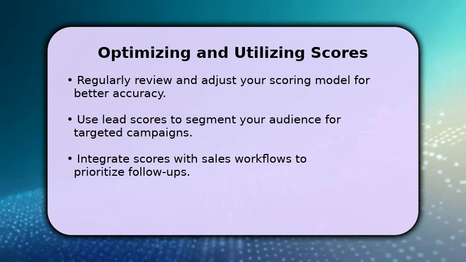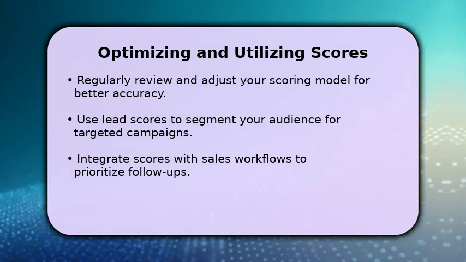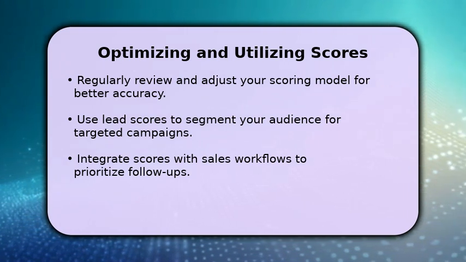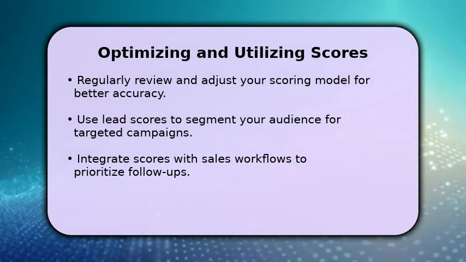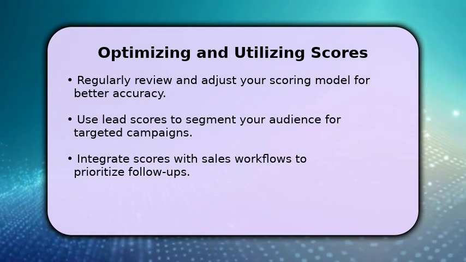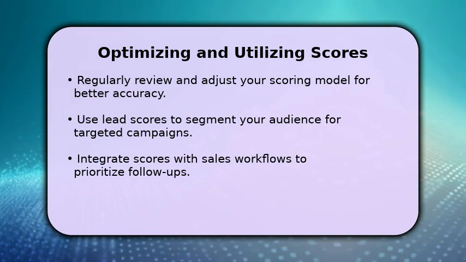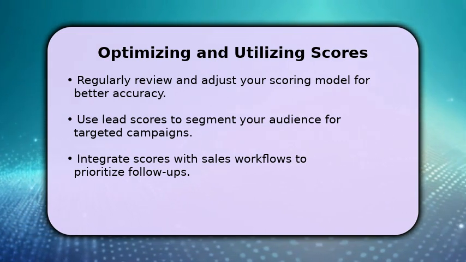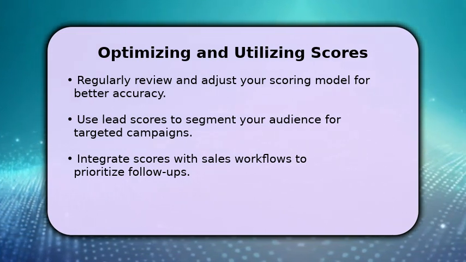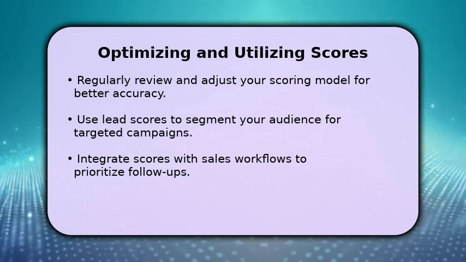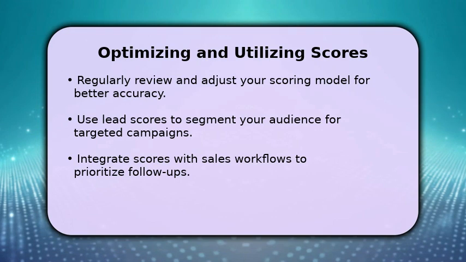Review your scoring model quarterly, adjusting points as your business goals evolve. Use these scores to segment your audience for highly targeted marketing campaigns, ensuring your messages resonate. Crucially, integrate these scores with your sales team's workflows, perhaps setting a threshold of 50 points for a sales-qualified lead. This empowers them to prioritize follow-ups, maximizing efficiency and improving conversion rates.